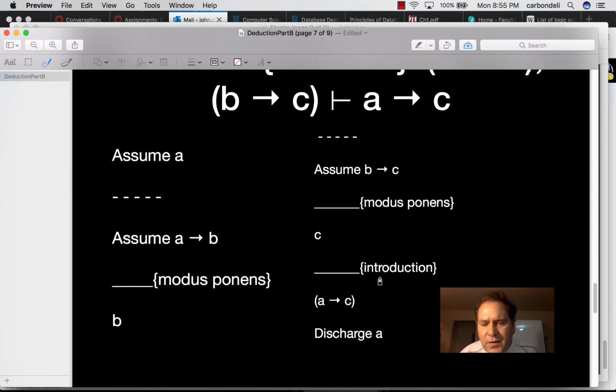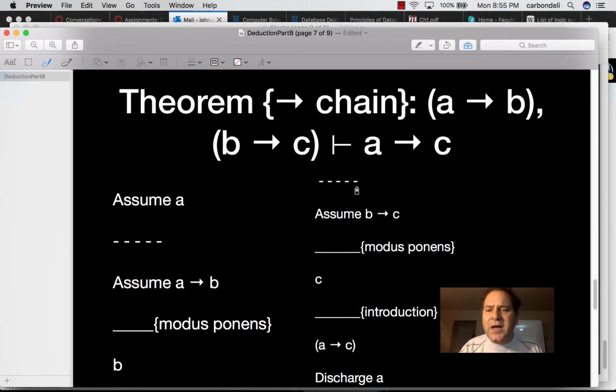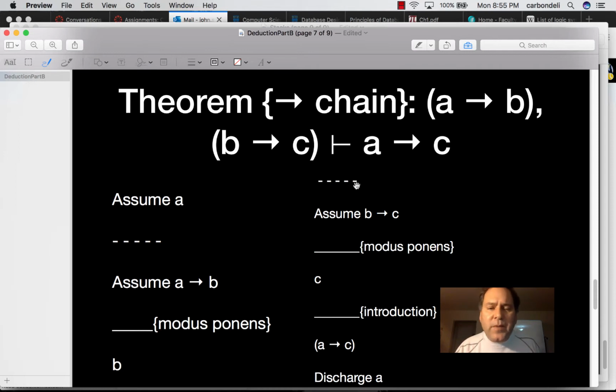And then we can use implication introduction to show that A implies C. And then we carefully discharge A. And so we've shown in this proof that if A implies B and B implies C, then A also implies C.